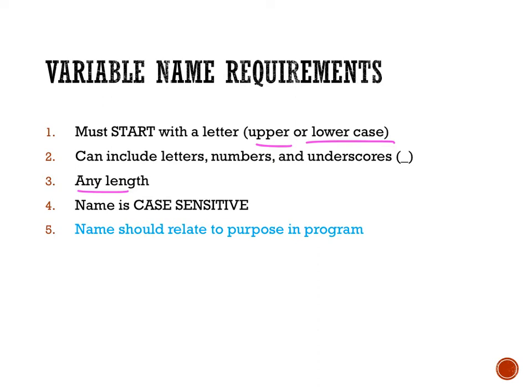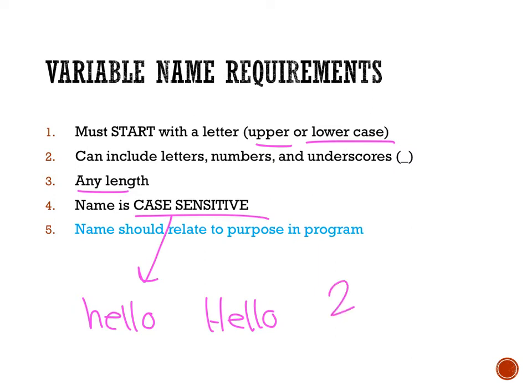And then the last piece here is that variable names are case sensitive. So if you have something like hello, and you have something like a capital H and then hello, while they're the same word, your computer actually views these as two different variable names. So once you choose a name, keep in mind that your program is case sensitive. So capitalization versus non-capitalization matters.